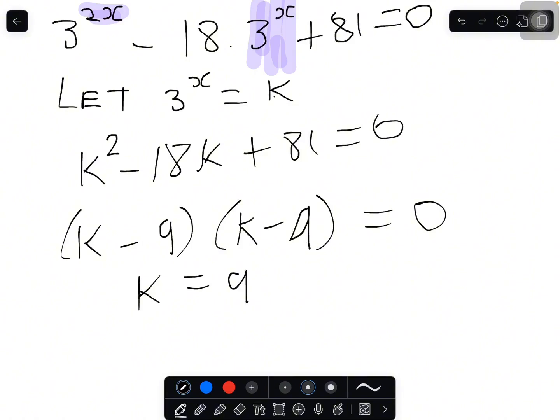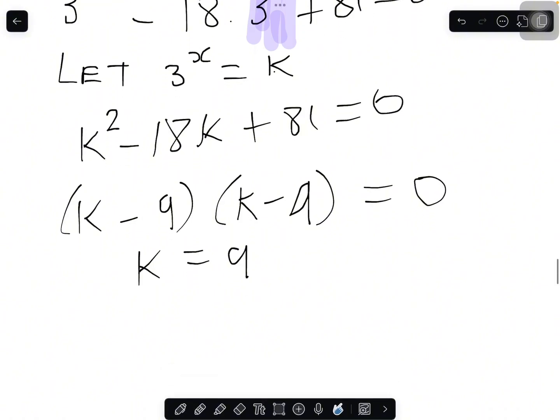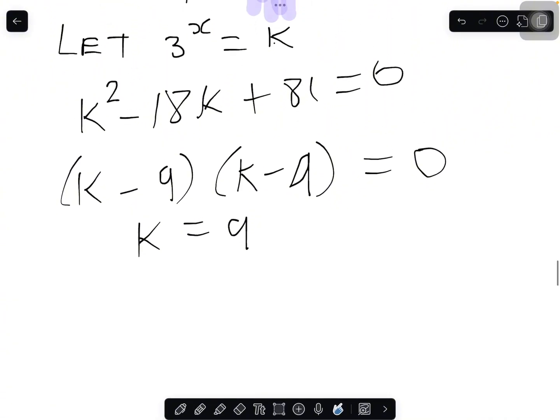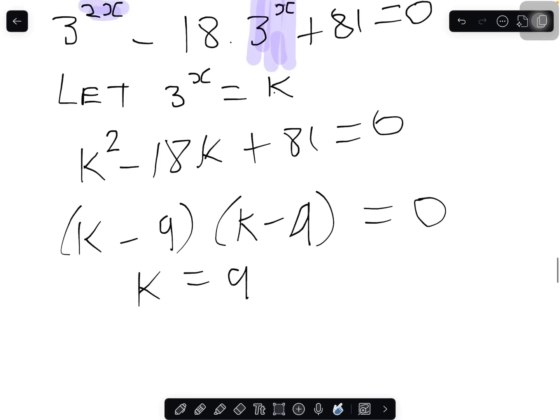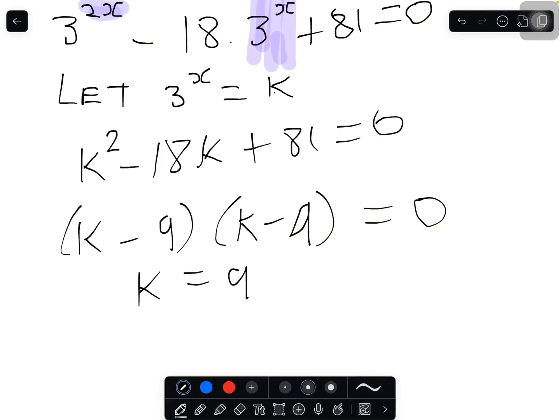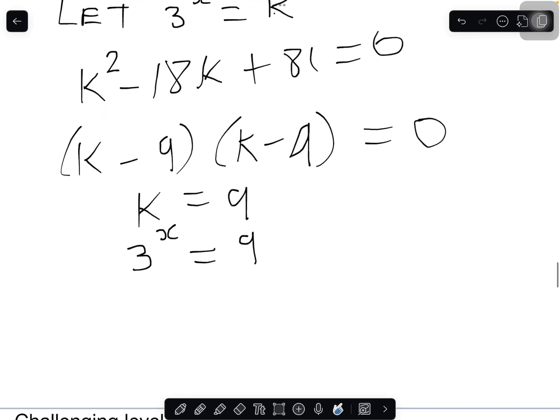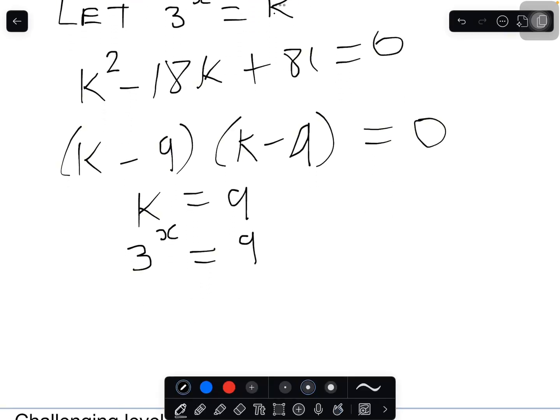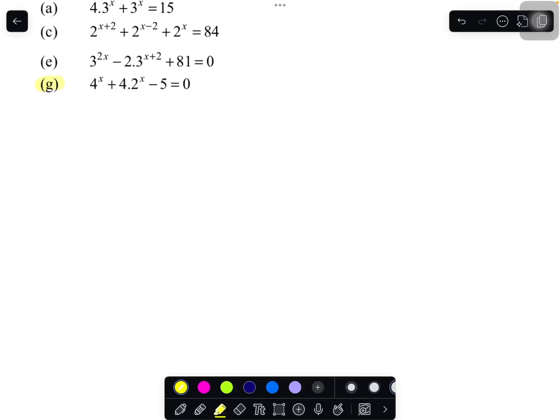No, we're not done. The question is not to solve for k. The question is to solve for x. So I'm going to substitute what we let k be back in here. So I'm going to have 3 to the x equals 9. And now I'm going to have 3 to the x equals 3 squared, and then x equals 2. Let's move on to the next question. We're now going to do g.